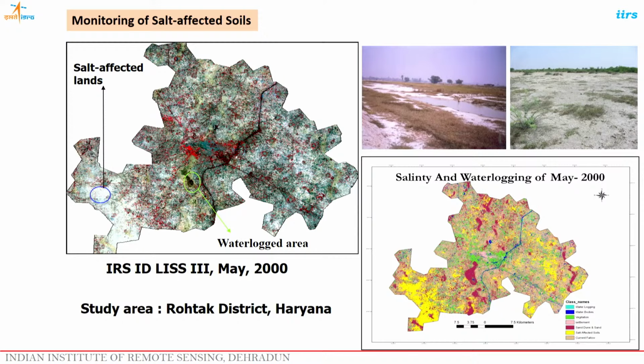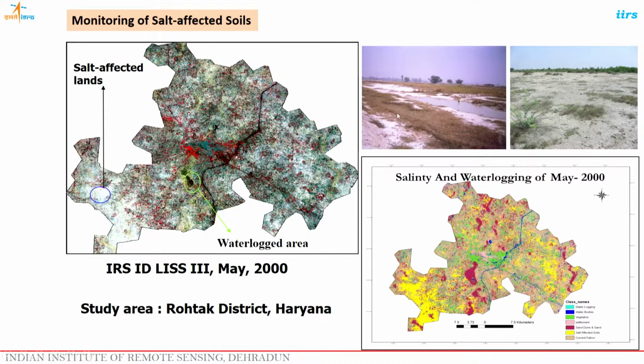Now we can also use digital techniques for mapping of the salt affected soils, where you can use supervised classification. This is the study shown in the Rohtak district of Haryana. The district has been masked, and you see the whitish color. These are the salt affected soils, and these are the waterlogged areas.